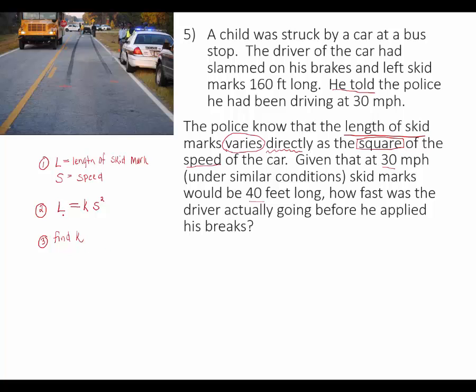So I'm going to my equation. Length of the skid mark is 40. K is unknown. That's what I'm trying to find. And the speed that we're working with is 30, and that gets squared as part of my equation. So I need to solve this. So 40 is equal to K times 900, which is what I get from squaring 30. Then I'll divide both sides by 900. And I get my K value.